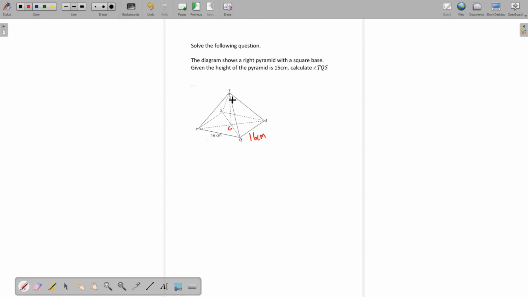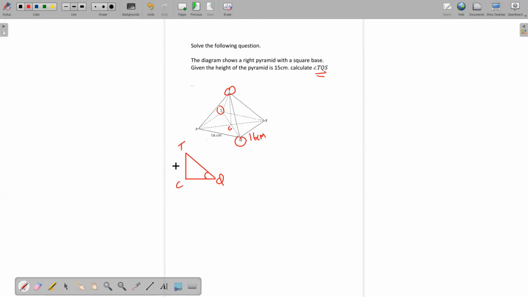Now TQS, where is the angle of TQS? If let's say we extract this angle out, it's your T, your Q. I will use C here because TQS and TQC, they will have the same angle. So this is the angle we are finding.